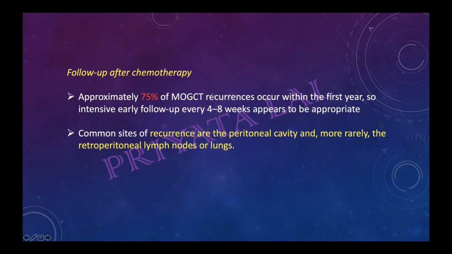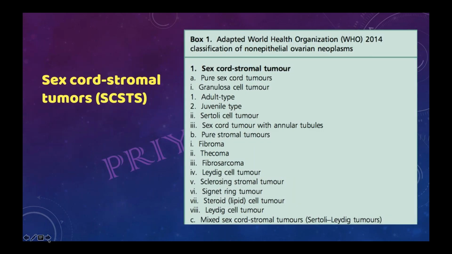So usually 75% of them will come back in the first year. Okay, see, so a high percentage will come back. And what could be the sites of recurrence? Peritoneal cavity, retroperitoneal lymph nodes, and lungs. You may get questions from these two parts. That's all I had to say about germ cell tumors.